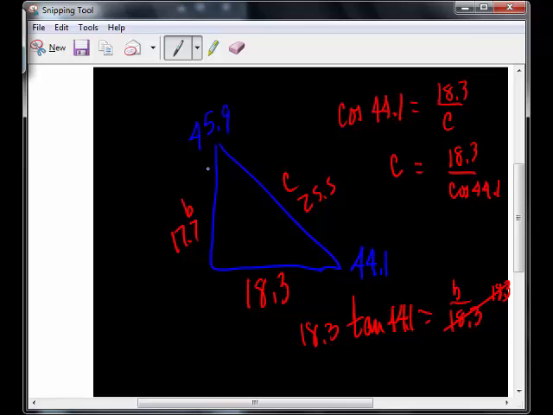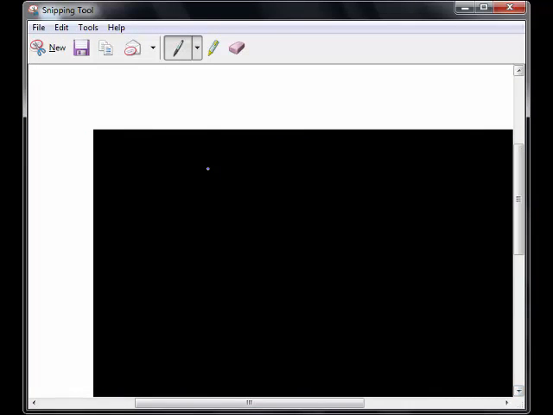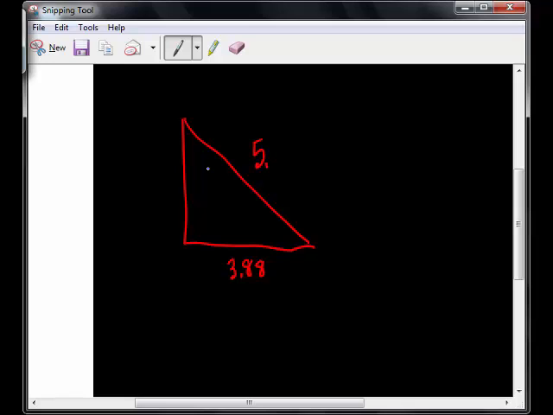Number 12 has different math, and it's important to note that sometimes you are given the sides, and you have to figure out the angles. So let's look at this triangle in number 12. A is 3.88. C is 5.37. So let's find side B first.